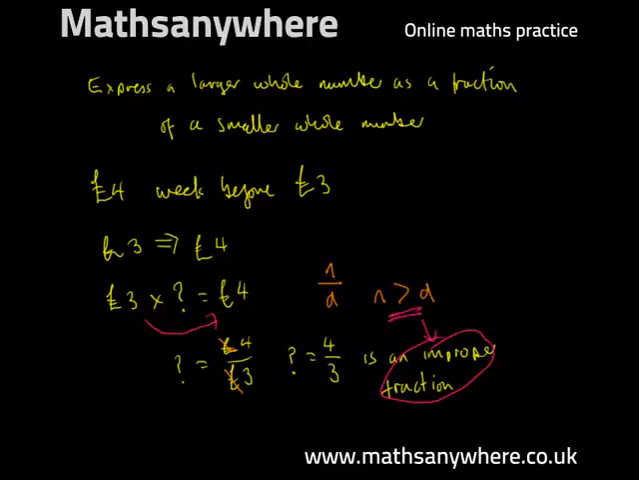We could write it differently. If we're dividing 4 by 3, which is really what we're doing when we write a fraction out, any fraction could be considered as a divide. We can say that 3 goes into 4 once, which is 3. 4 take away 3 is 1.